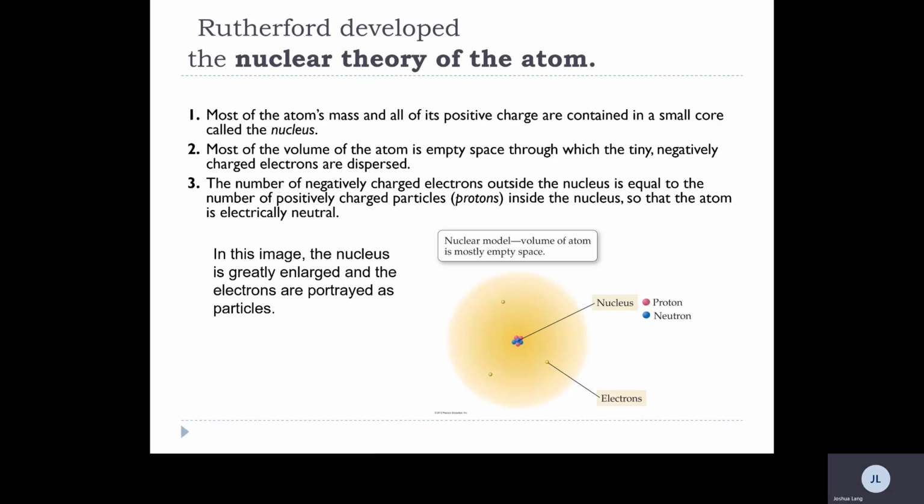To give you a sense of scale of what this would be, think about the JSU Stadium. If the JSU Stadium is an atom, then the nucleus would be a marble on the 50-yard line, and it would weigh something like 100,000 tons, right? So it's incredibly dense, it's incredibly small, and there's all that empty space around it, right?